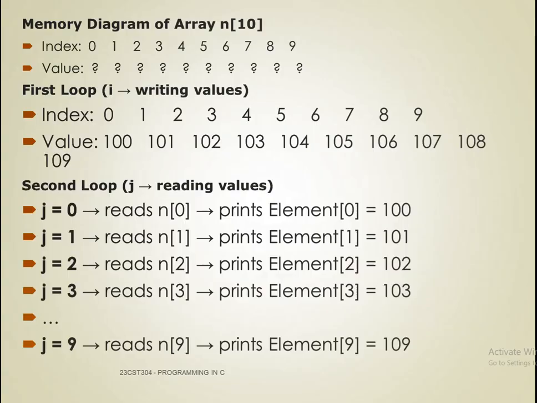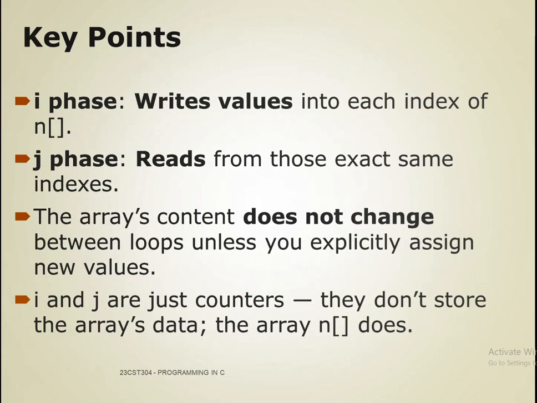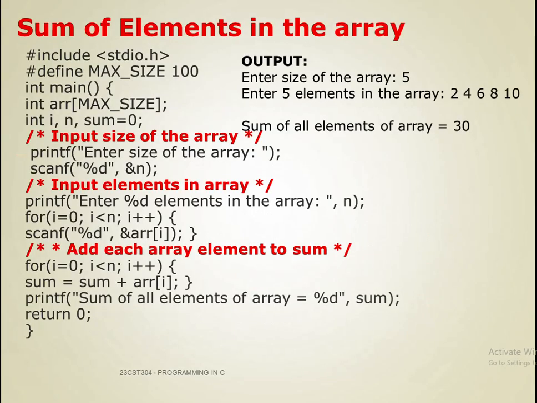Here we have the explanation of the coding. In the first loop, i writes the values, then in the second loop, j reads the values. The i phase writes values into each index of the n array. The j phase reads from those exact same indexes. The array content does not change between loops unless you explicitly assign new values. i and j are just counters. They don't store the array's data.